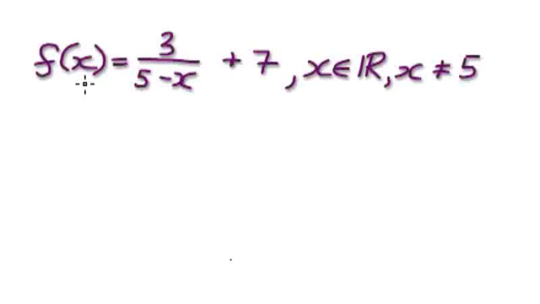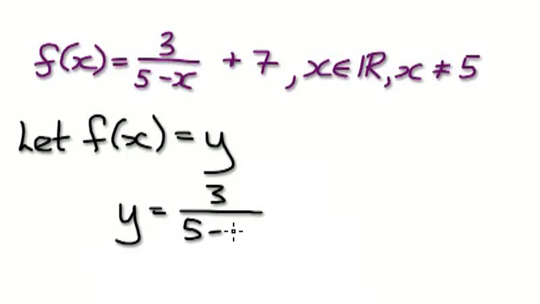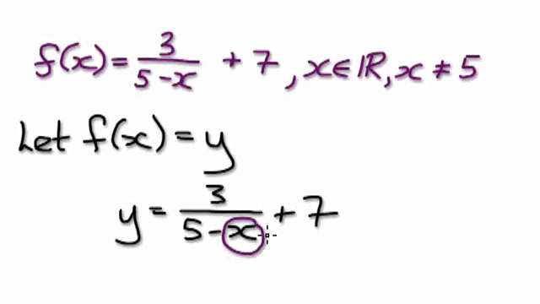So to do this, to start this off, let f of x equal y. Just to say that this whole thing here is y. So at the moment we've got y equals 3 over this here, and then plus 7. So yes, we could leave it as f of x, but let's just call it y, and then later we can change it back to whatever we want. Okay, so at the moment we've got this function here. You're trying to rearrange it so that x is now the subject.